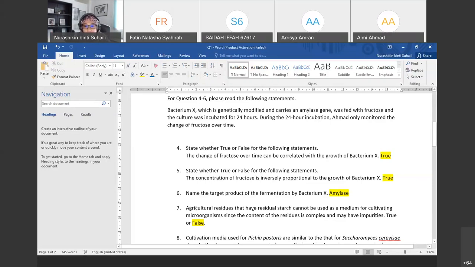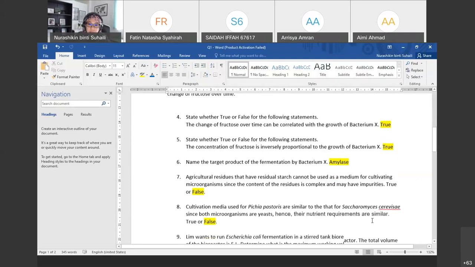Agricultural residues that have residual starch cannot be used as a medium for cultivating microorganisms since the content of the residues is complex and may have impurities. It is false because we can use the agricultural residues, like for example the sago waste, because they have the starch. It's not a problem, even though there are impurities, because those impurities can be discarded after the fermentation. There is a stage called downstream processing where the products are purified from any impurities. So the answer here is false. It can be used even though it might have impurities at the end.